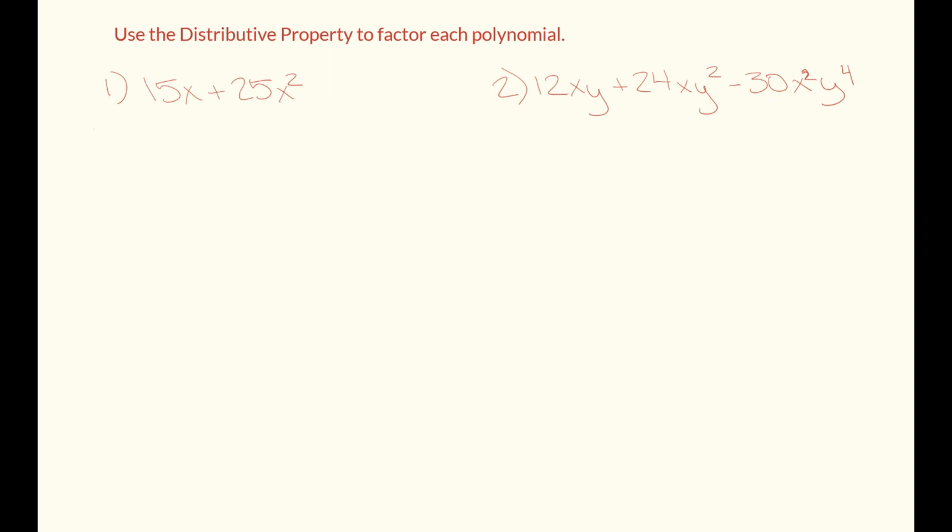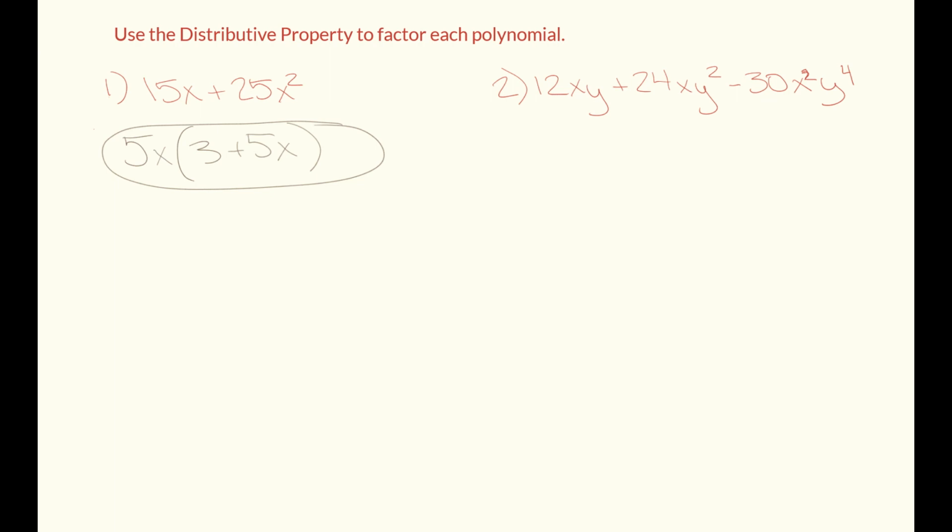So you ask yourself, what do you multiply to 5x to get 15x? 3. You would have to multiply 3 to get that. Then you say, what do you need to multiply to 5x to get positive 25x squared? You would need to have a positive 5x because, let's check it, okay? So this is done. We're finished. That's it. But you need to just check it and make sure.